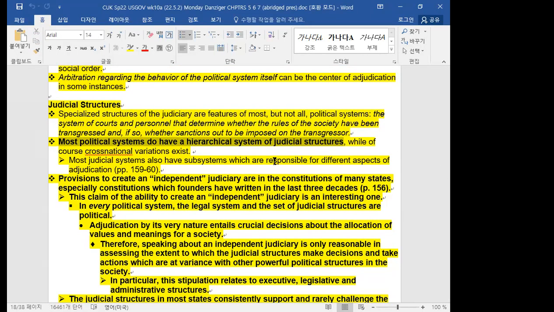And most judicial systems have subsystems, which are responsible for different aspects of adjudication. So that was briefly highlighted in that video clip I showed you earlier, that most criminal cases for burglary, for theft, for murder, those are tried by state courts. State courts in the United States, the state of Ohio, the state of California, they deal with the overwhelming majority of court cases because they deal with criminal law.